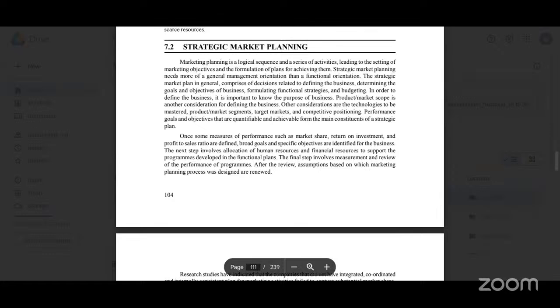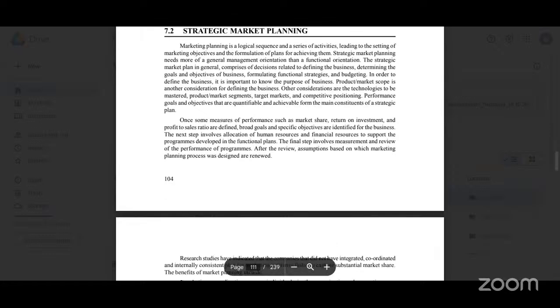So, strategic marketing planning needs more of a general management orientation than a functional orientation. That means rather than just having a sales or marketing orientation, it should be a general management orientation encompassing the whole company. The strategic market plan in general comprises of decisions related to defining the businesses, determining the goals and objectives of business, formulating functional strategies, and budgeting.